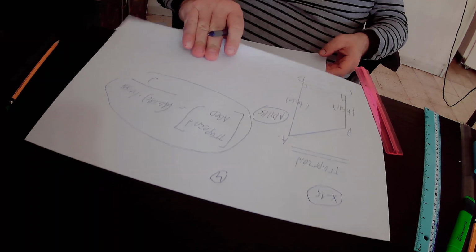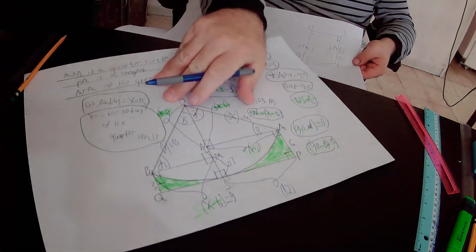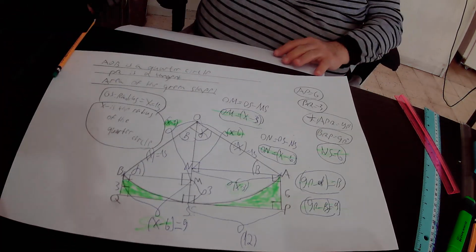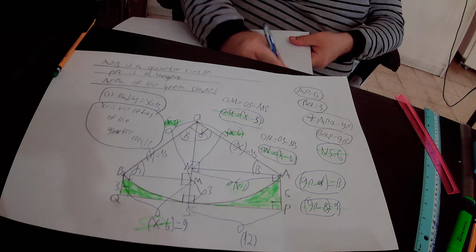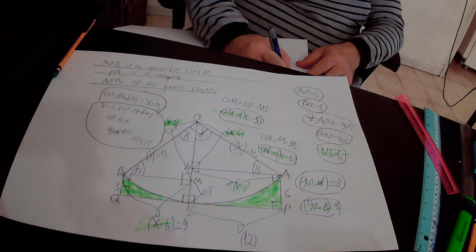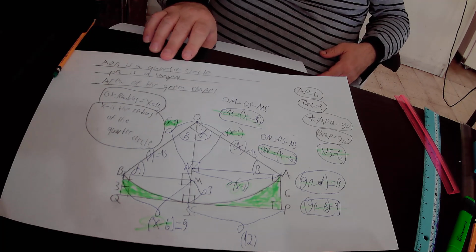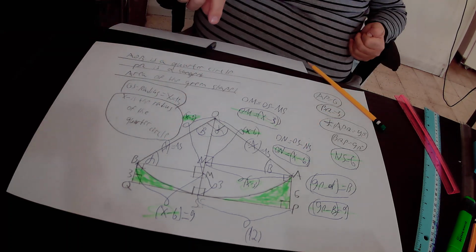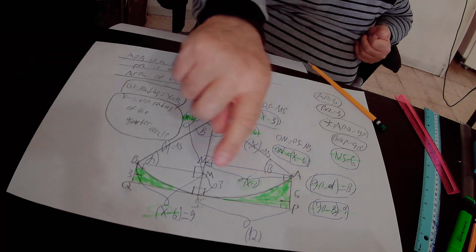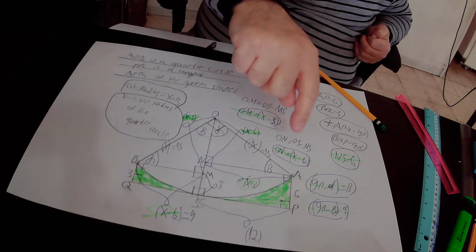So what is the area of the green shape? From the drawing, it is very easy to see that the area of this green shape equals the area of the whole shape OAPSQB minus the area of this quarter circle OAB.